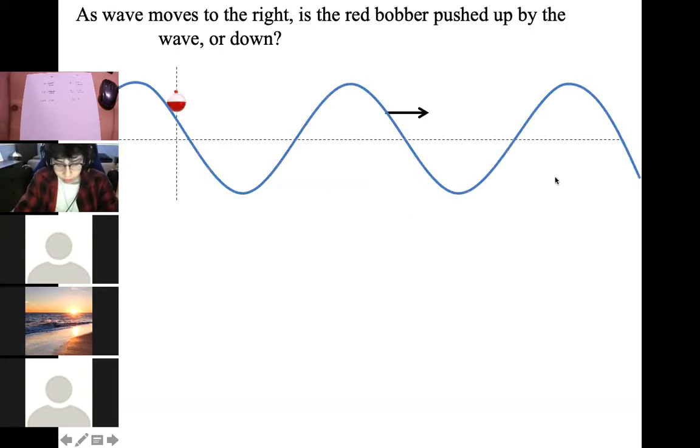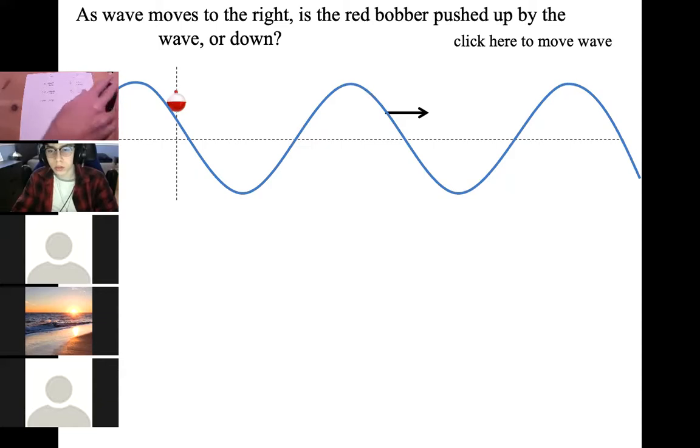Next, let's say we had this. This is a snapshot in time of a bobber as a wave passes through the location. This wave is traveling to the right. Here's the bobber at this instant of time. At the next instant of time, this wave will have moved to the right a little bit. Question for you: which way does the bobber move from this moment in time to the next moment in time when the wave is a little bit to the right? Does this bobber move up or does it move down? What do you think?